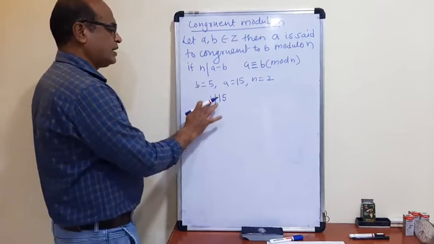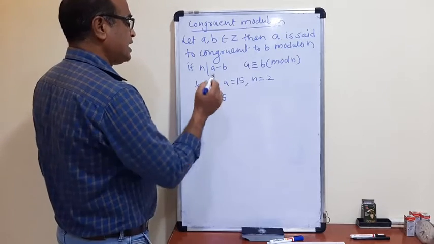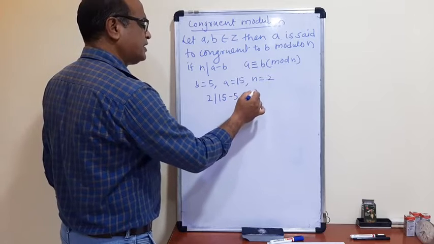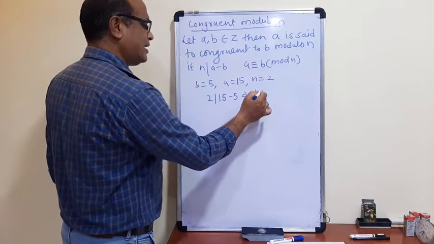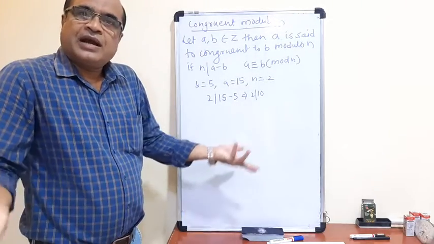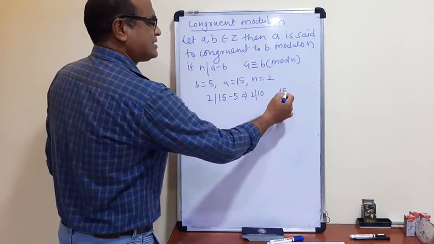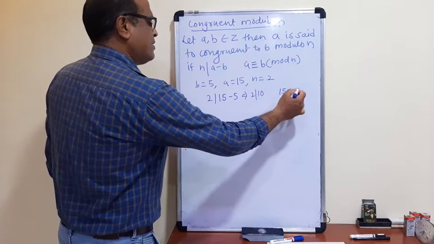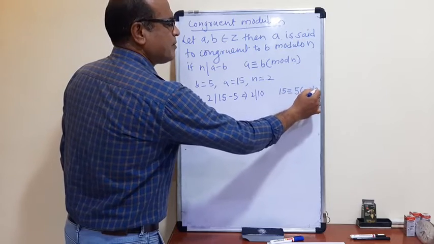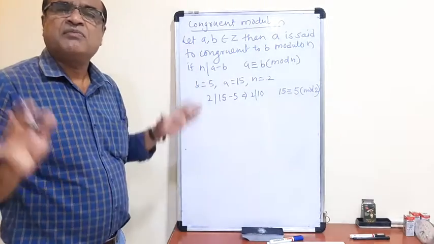So what is n? n is 2, a is 15, b is 5. This implies that 2 divides 10, since 15 minus 5 is 10, and 2 fives are 10. Therefore we say that 15 is congruent to 5 modulo 2. This is a very simple definition of congruent modulo n.